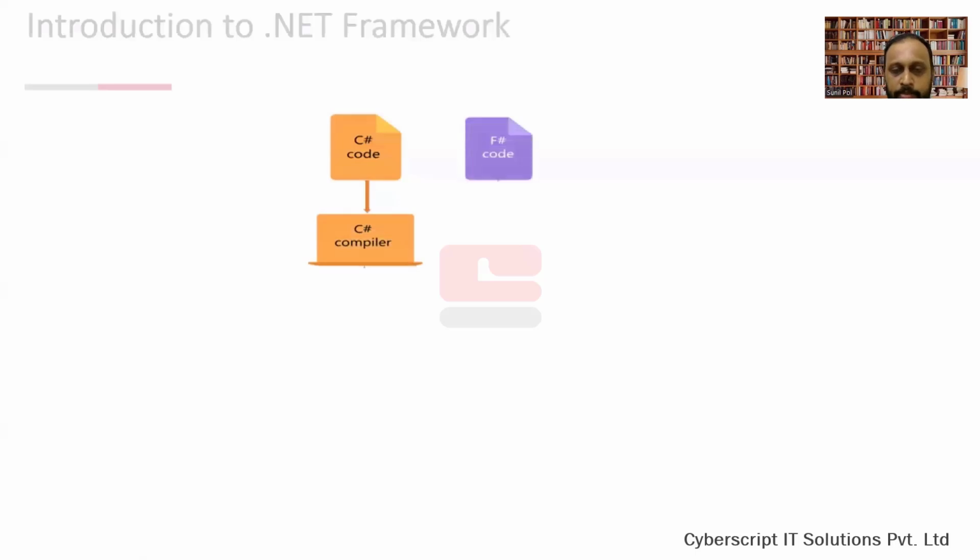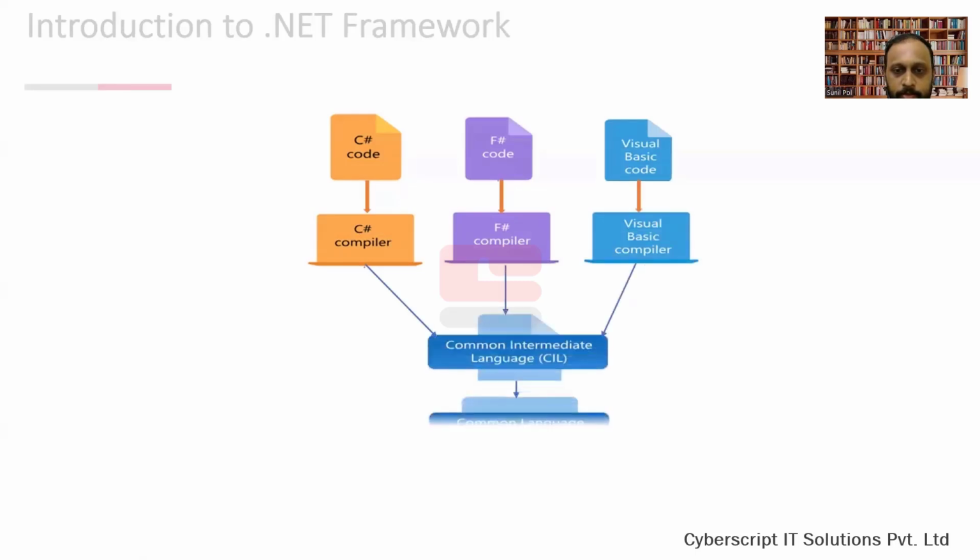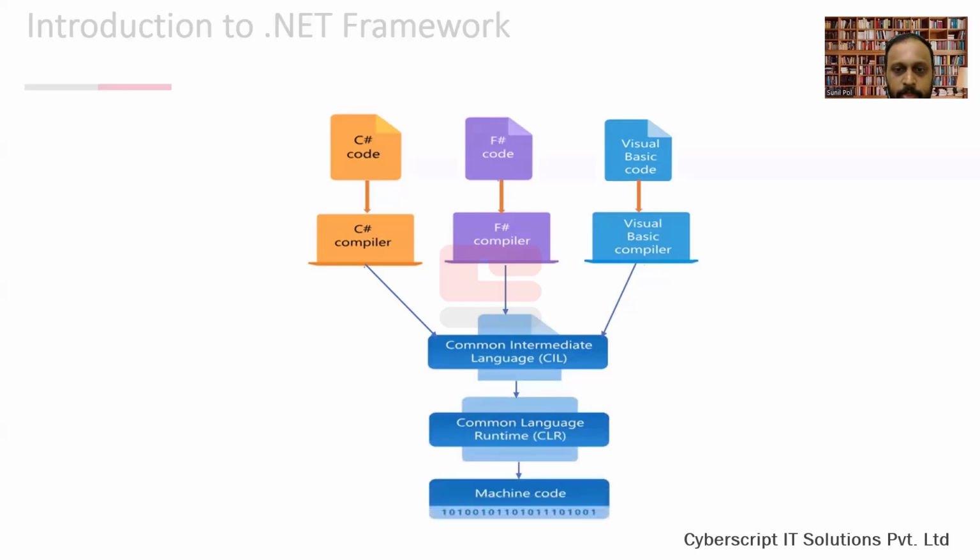So this is the high-level diagram. Here we can see there are different programming languages which are compatible with the .NET framework, like C# code, F# code, and Visual Basic or VB.NET. For each programming language, there is a respective compiler. When the compiler compiles this code, it gets converted into the common intermediate language code, which is also called MSIL.